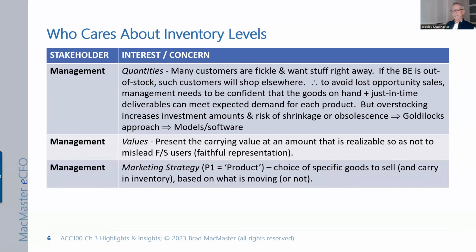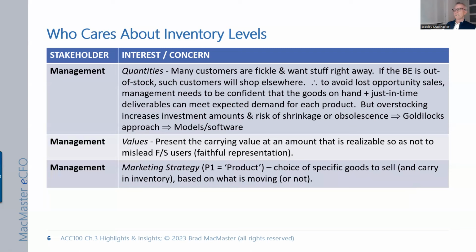The third one, again, management. Management is responsible for developing a marketing strategy. And if you've taken marketing, you're aware of the 4 P's of marketing strategy. The first one is product. Management has to actually choose which products to sell. And one of the things the inventory control system can do is to help them determine which products are actually moving, which ones are in high demand.